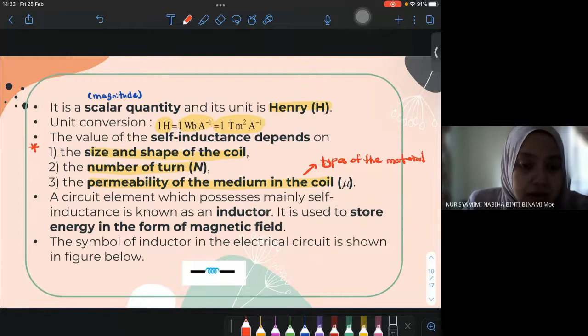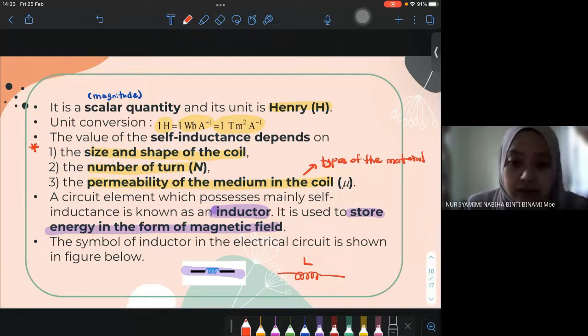Okay. A circuit element which possesses mainly self-inductance is known as an inductor. So benda yang boleh menghasilkan self-inductance kita panggil inductor. Okay, and it is used to store energy in the form of magnetic field. Fungsi dia untuk simpan tenaga dalam bentuk magnetic field. And the symbol for inductor is this one, ni gelung ataupun L. Okay, this one is very important sebab kita akan jumpa sekali lagi dalam chapter 6.